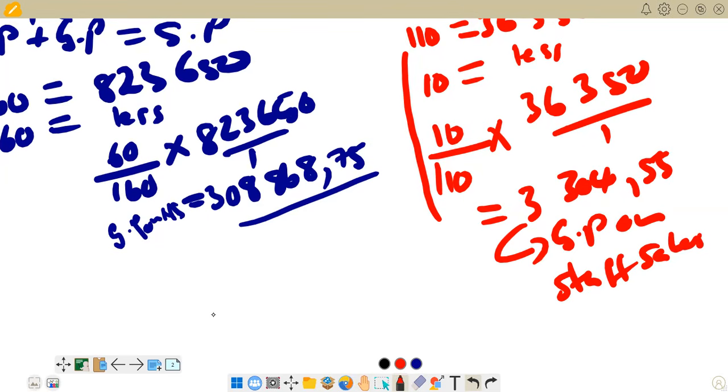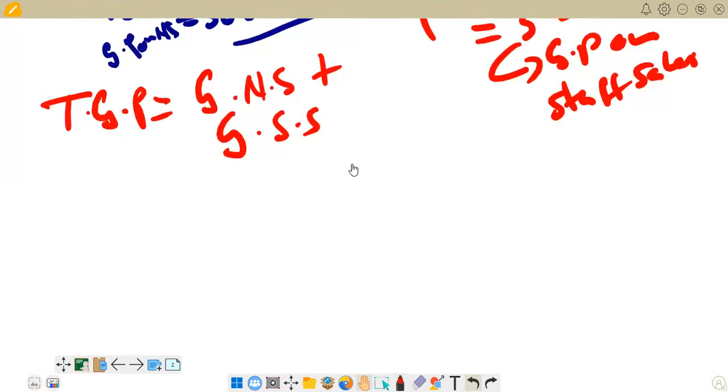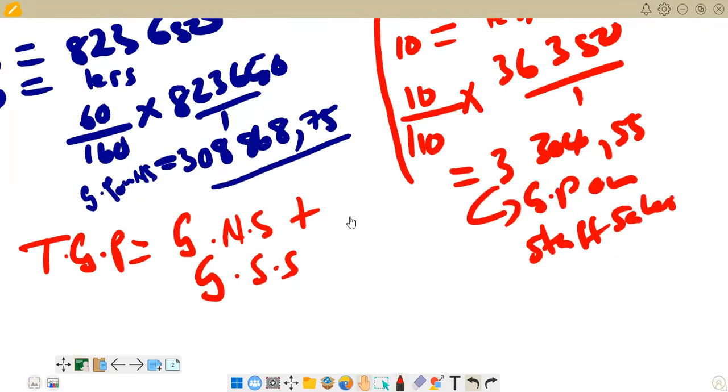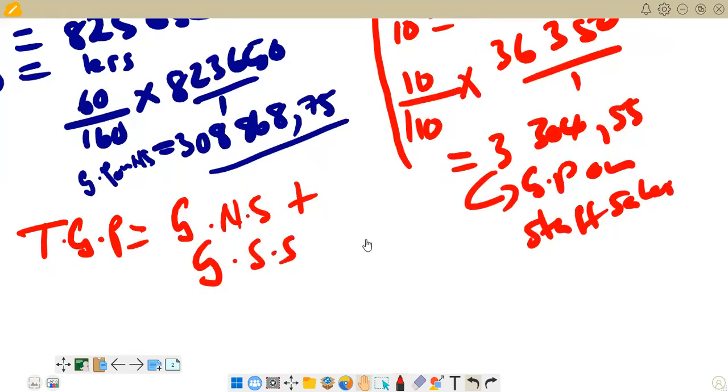So now, our total gross profit. Total gross profit is equal to gross profit on normal sales plus gross profit on staff sales. So that's how we find our total gross profit. So we can just take the figures that we have there. The gross profit on normal sales is this one, 308,868.75. Then we add the gross profit on staff sales, which is 3,304.55. So we come here, we just summarize that way.